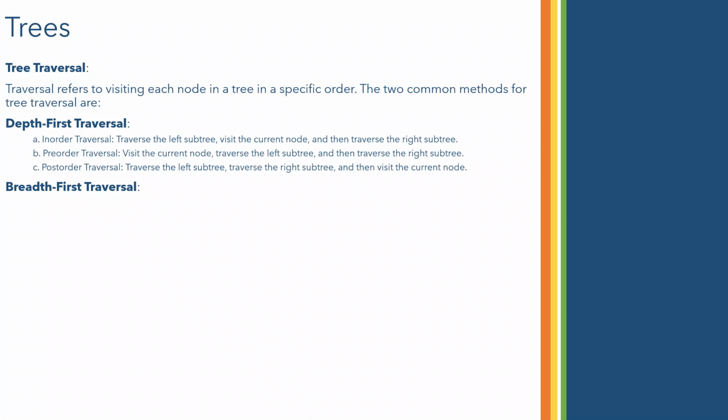In-order traversal basically means you visit the left node, then the current node, and then the right node, like subtrees. Pre-order means visit the current node, then traverse the left subtree and then the right subtree. Post-order means first traverse the left subtree and right subtree, and then the current node. Coming to breadth-first traversal, this is a level-by-level traversal, visiting nodes at each level from left to right.